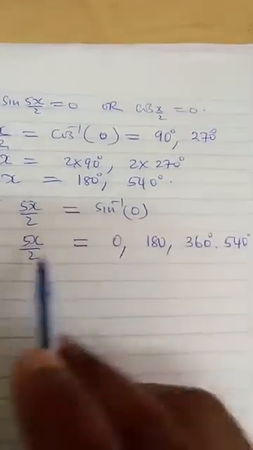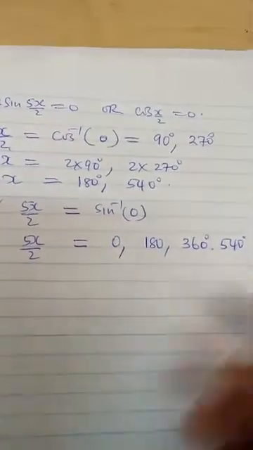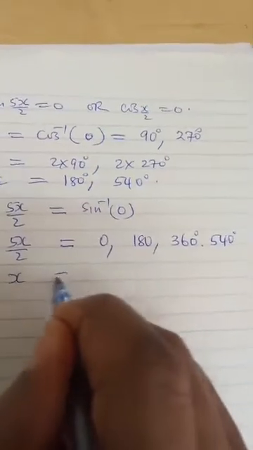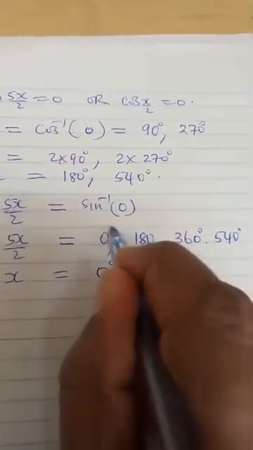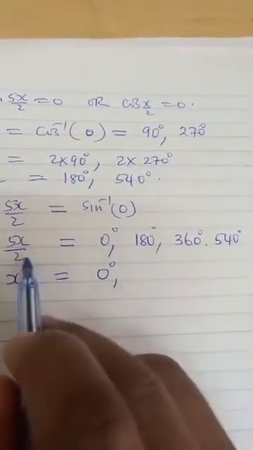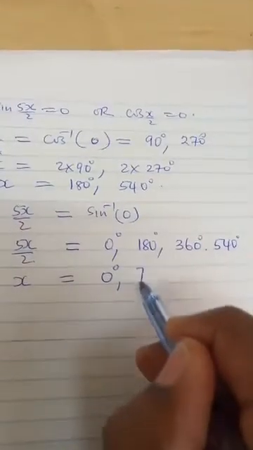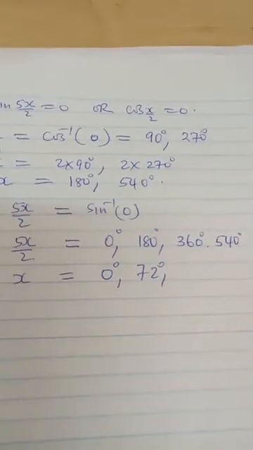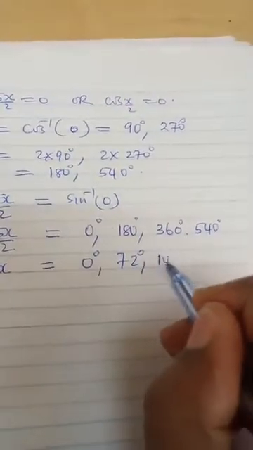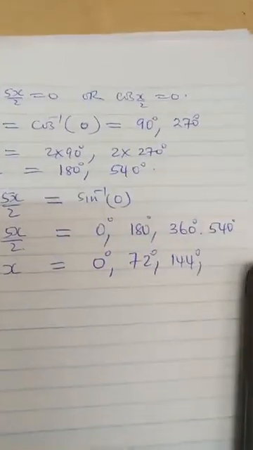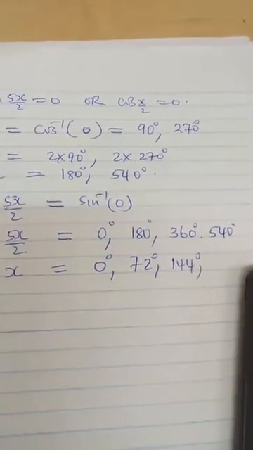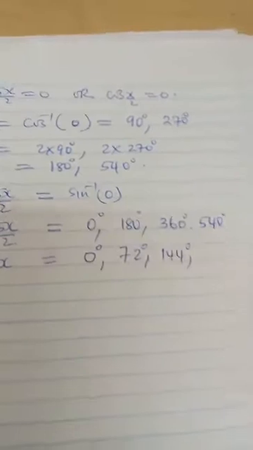Given that we shall multiply them by 2 and then divide by 5, we can first check with this. X will be equal to 0, that one will stay, because 0 times 2 is 0 divided by 5 stays 0. Then 180 times 2 divided by 5 will give us 72 degrees. 360 times 2 is 720 divided by 5 will give us 144 degrees. 540 times 2 divided by 5 will give us 216.